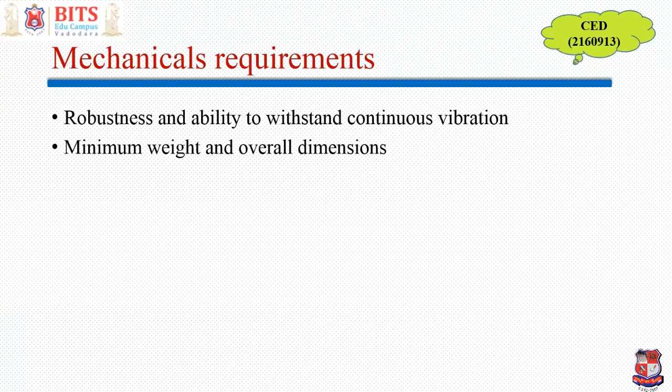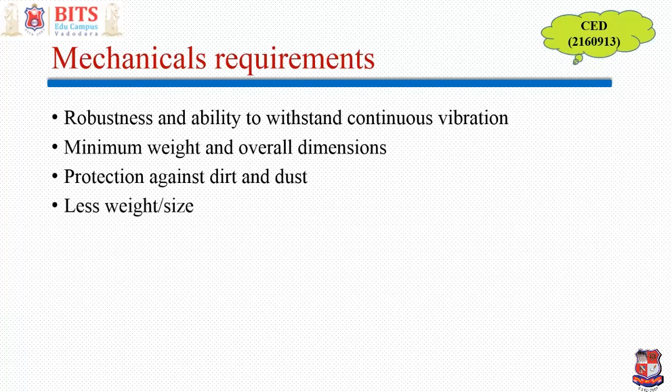It should have minimum weight and overall dimension, and protection against dirt and dust, because it is mounted on the bottom near the wheels. So you need to protect against the dirt and dust. Even water is also the issue, and that's why in a waterlogged track we need to stop the trains, right? Less weight, less size, we already discussed about that, because it has to be mounted on the axle.